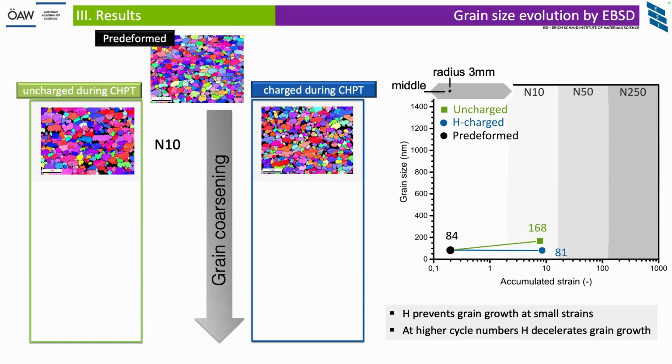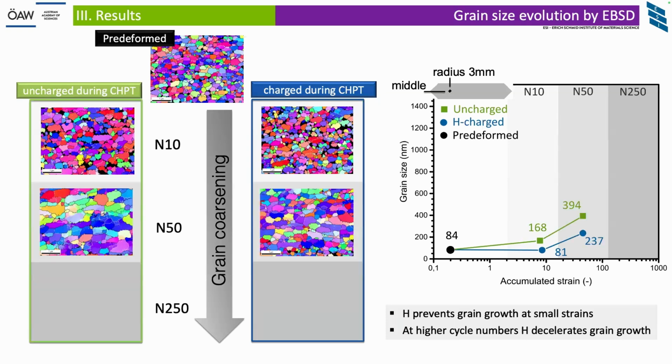But for the charged case, which is shown here on the right-hand side, we clearly see that the grain size does not change. And this can only be the case if grain boundaries are pinned by hydrogen. So from this, we can conclude, okay, after 10 cycles, there is still hydrogen present at grain boundaries.